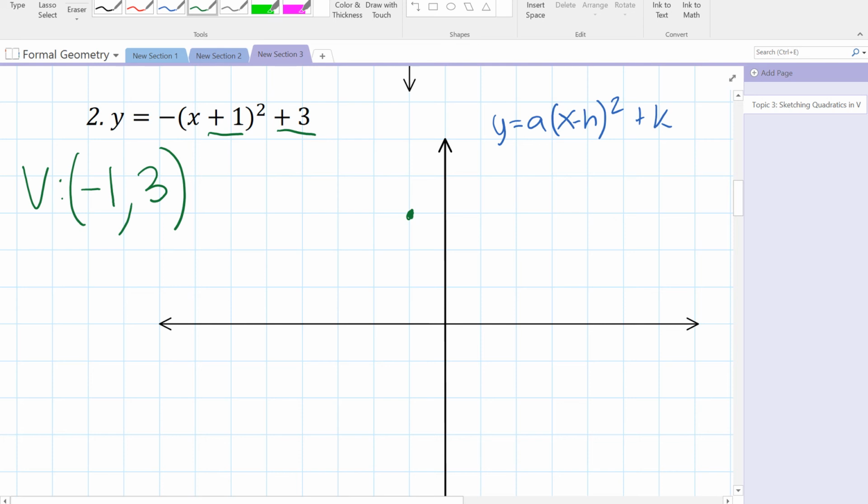And then here I have a negative in front of my parentheses, so that means I'm going to have a downward-facing parabola. So I'm going to go down 1 and over 1, and down 1 and over 1 again, instead of up 1 and over 1. And then find the nice curve that goes through those 3 points.